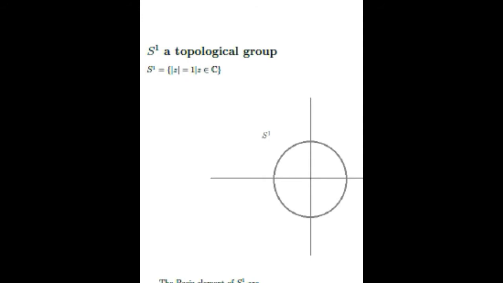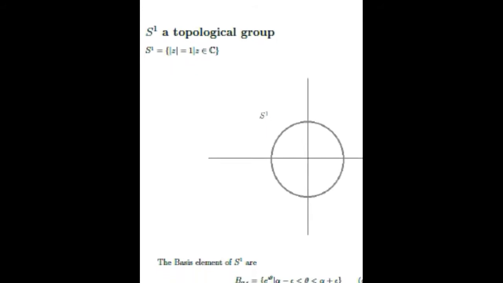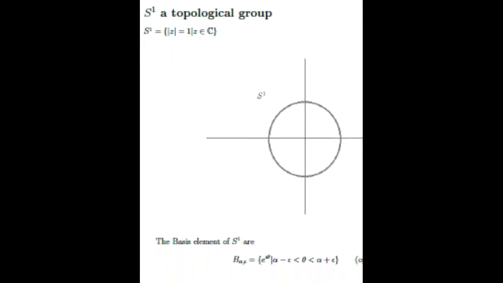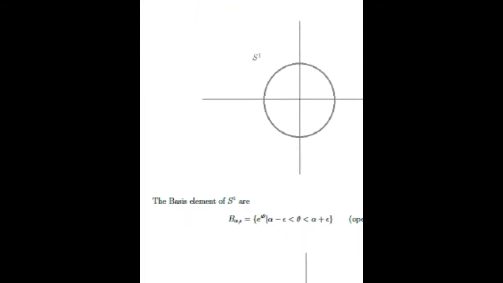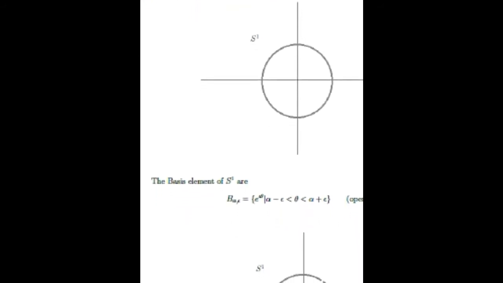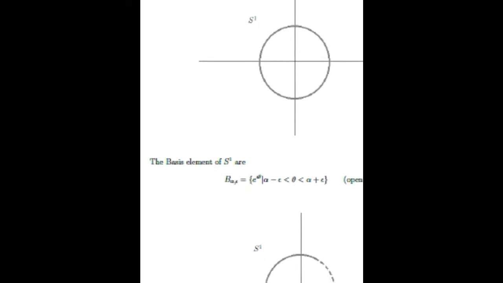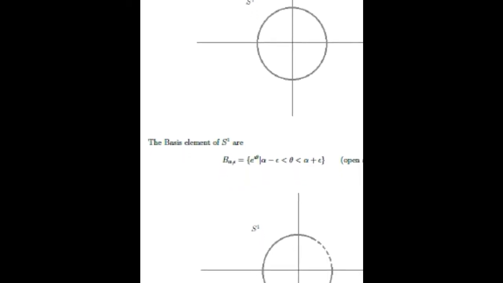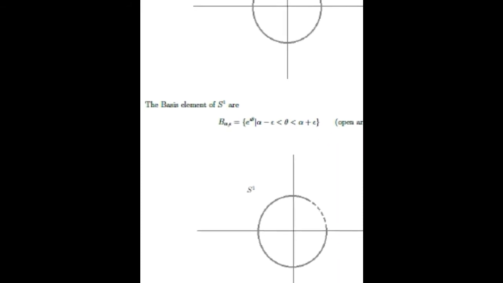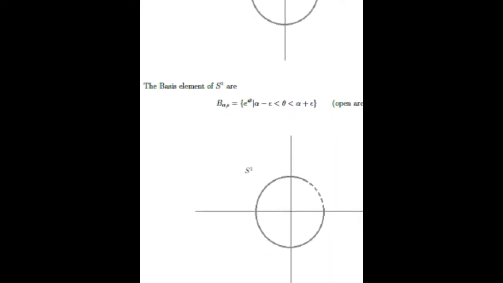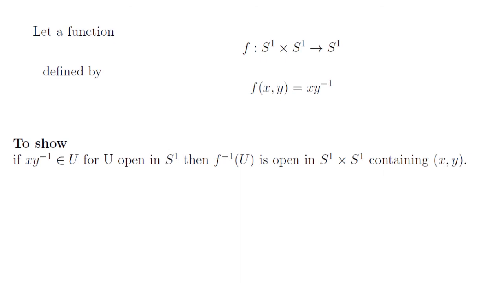topological group. So the set S1 is actually the unit circle in the complex plane, and it is a group under multiplication. The topology on S1 has the basis element defined by the set B, where epsilon is greater than 0, and it is actually representing the open arcs on the unit circle, as you can see in the figure by the dashed portion. So we are aware of all the terminologies. Now we can start our proof.